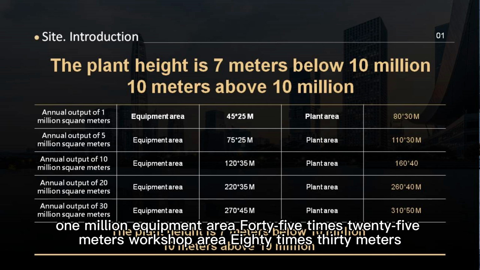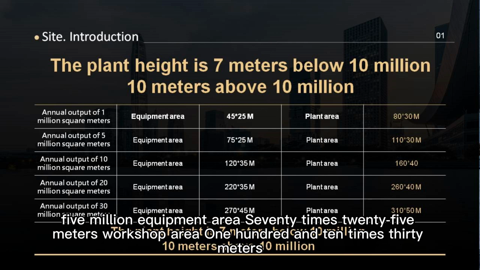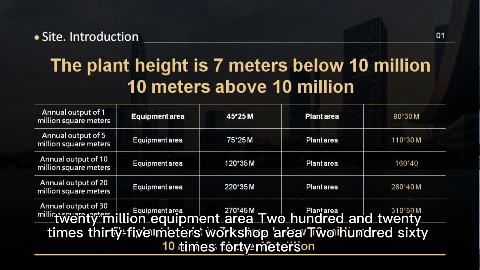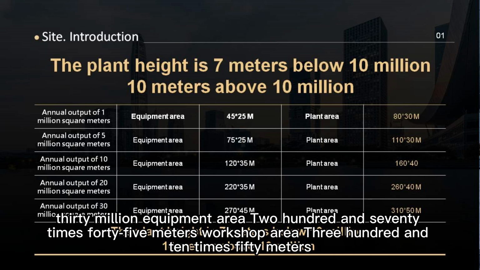1 million: equipment area 45 by 25 meters, workshop area 80 by 30 meters. 5 million: equipment area 70 by 25 meters, workshop area 110 by 30 meters. 10 million: equipment area 120 by 35 meters, workshop area 160 by 40 meters. 20 million: equipment area 220 by 35 meters, workshop area 260 by 40 meters. 30 million: equipment area 270 by 45 meters, workshop area 310 by 50 meters.